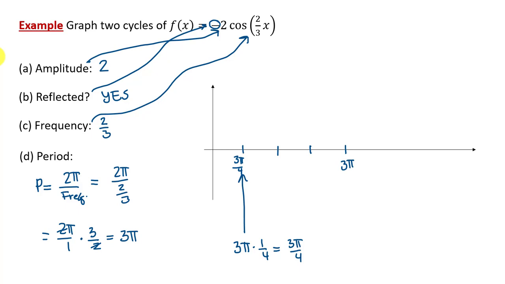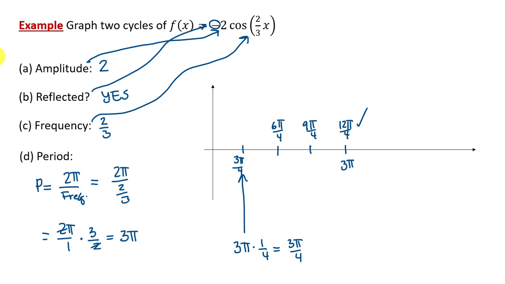3 pi over 4 plus 3 pi over 4 gives me 6 pi over 4. Remember, it's only adding the numerator and keeping the denominator. Another 3 pi over 4 gives me 9 pi over 4. Then it's 12 pi over 4. At this point, I need to check that I'm on the right track. Yes, I am. 12 pi over 4 simplifies to 3 pi. I'll keep going since I need 2 cycles.